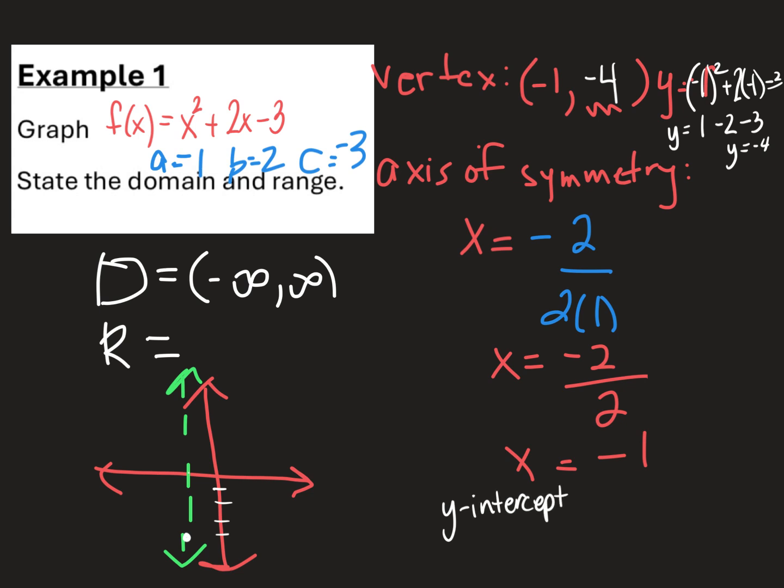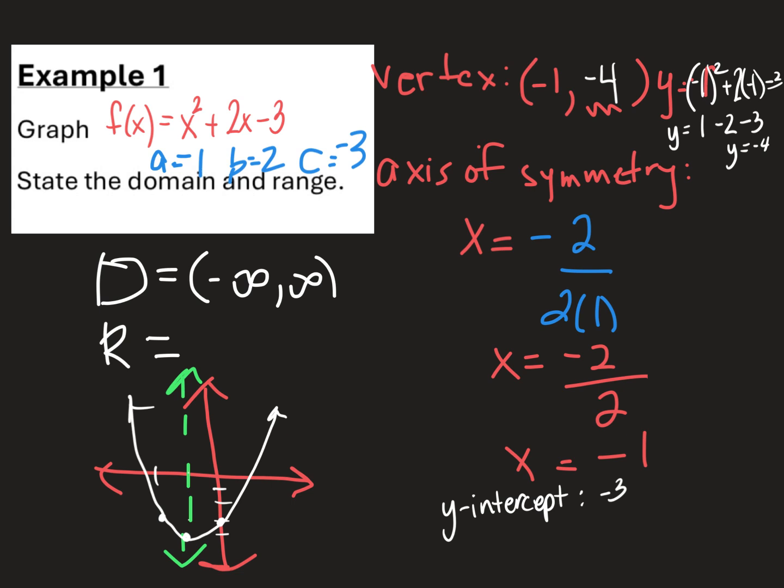My y-intercept is C. So my y-intercept is negative 3. So that means that my graph crosses at negative 3. I'm going to reflect this point, negative 3, across the axis. It is 1 unit away to the right. So I'm going to go 1 unit away to the left and put a dot. And then I'm going to draw to the best of my ability the parabola that is f of x equals x squared plus 2x minus 3.